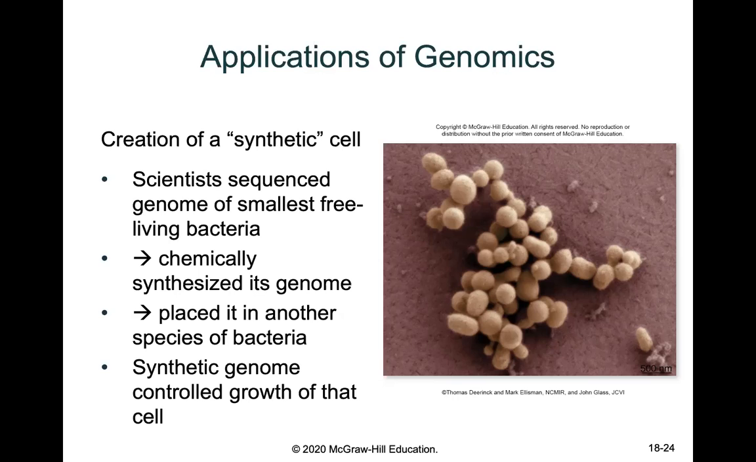So this tiny bacterium, they sequenced the genome and then chemically recreated it. They put all of those nucleotides together to create the genome. Then they inserted that genome into another species of bacteria to see if it would actually control the growth of that second species, and it did. So they genetically engineered a synthetic genome, put it in an actual species, and it controlled the growth of that species. Not super applicable, but interesting in and of itself. But that was sort of the starting point for applying some genomic technology. So it's a synthetic cell.